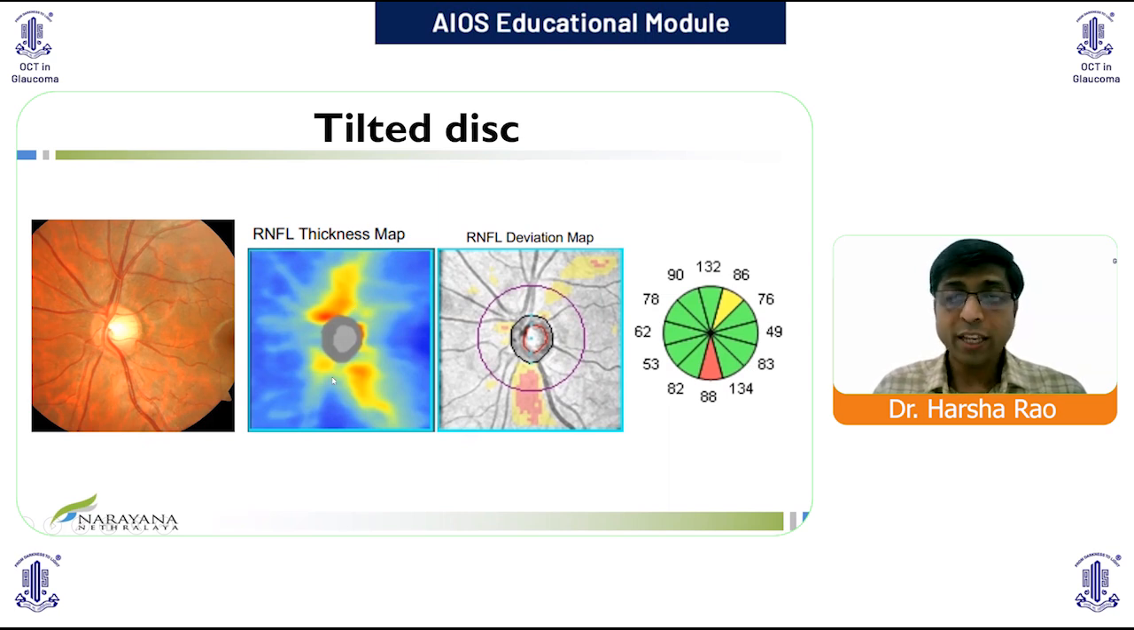Which means to say that the thicker inferior RNFL, which should have been present more nasally, has moved more temporally, causing a false defect to be present on the deviation map and the Clark map. And the thickest RNFL superiorly, which is supposed to be present more temporally, has moved nasally, so causing an artifactual defect in the superotemporal region, both on the Clark map and on the deviation map.